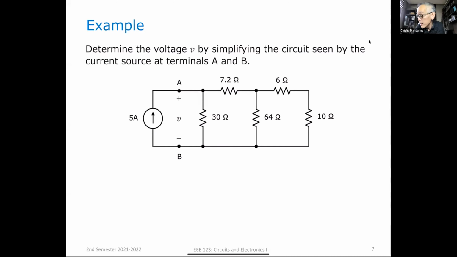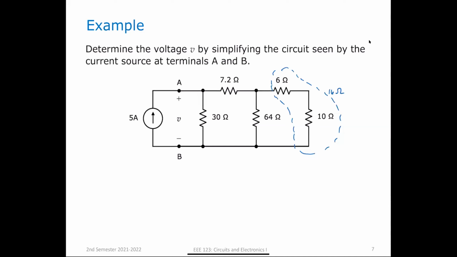Ang una mo makikita is these two are in series. So I can combine these two. So this is just going to be the sum. This is just going to be 16 ohms. Okay. So what next do you see? Anyone? Just shout it out. Anong next na nakikita nyo? Parallel po siya sa 64. Yeah, 16 is parallel to 64.